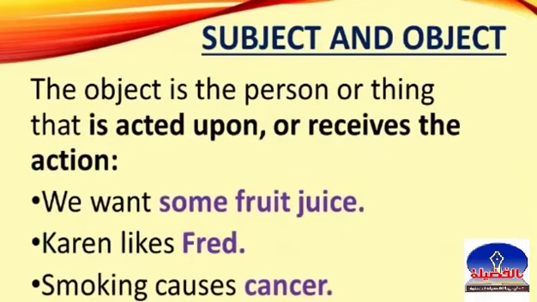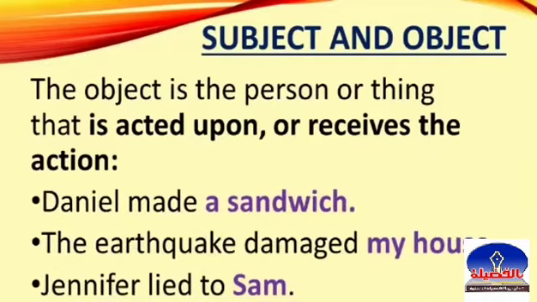And the object is the person or thing that is acted upon or receives the action. For example, we want some fruit juice. The object is fruit juice. Karen likes Fred. The object is Fred. Smoking causes cancer. The object is cancer. Daniel made a sandwich. The object is a sandwich.